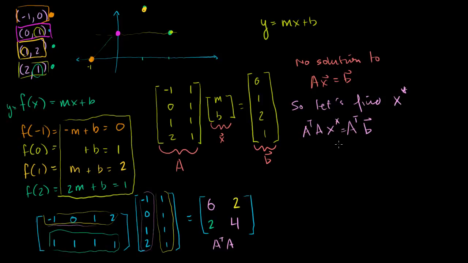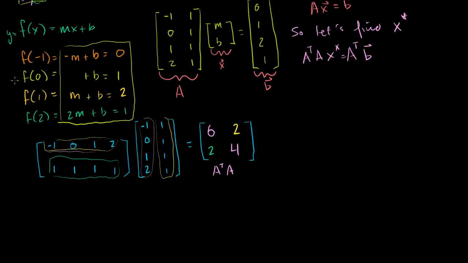And let's figure out what A transpose B looks like. Let's scroll down a little bit. So A transpose is this matrix again. Let me switch colors. Minus 1, 0, 1, 2. We get all of our 1s just like that. And then the matrix B is 0, 1, 2, 1.